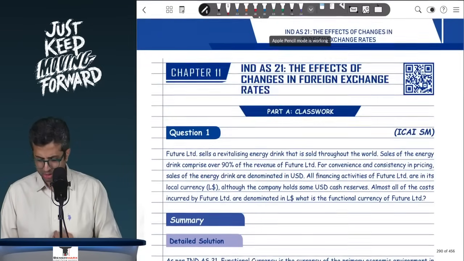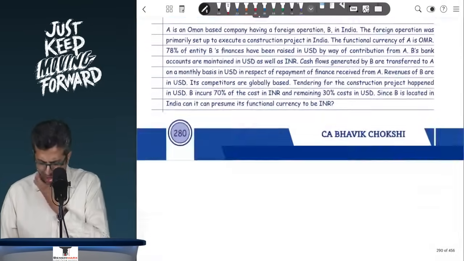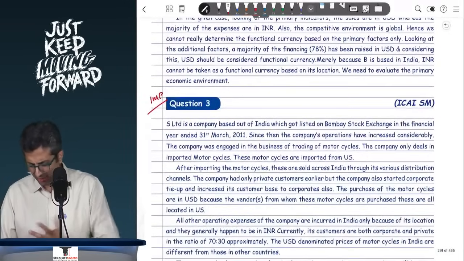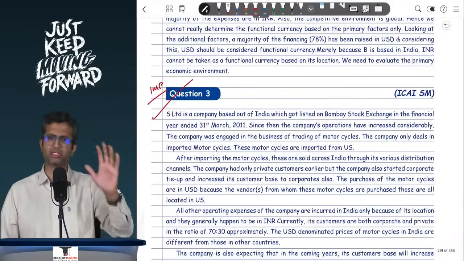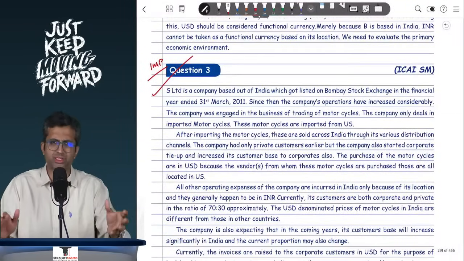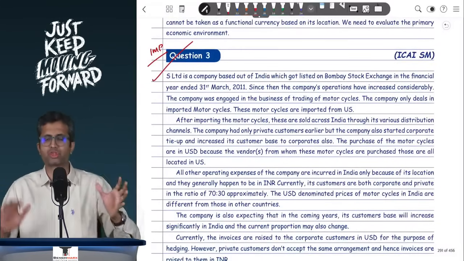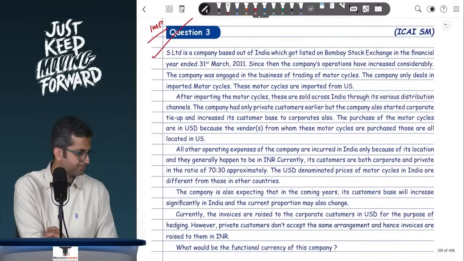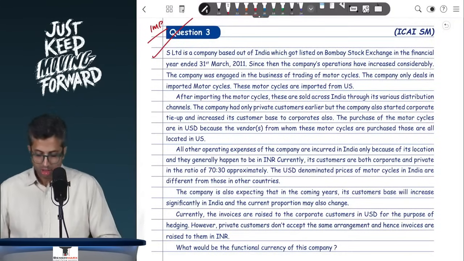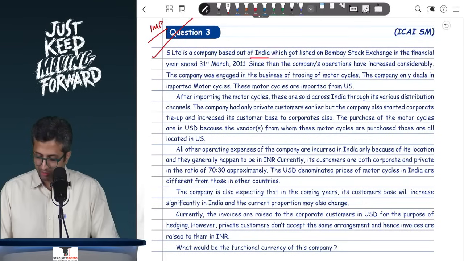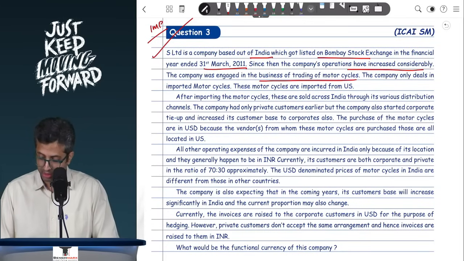So let us go to the questions for Ind AS 21. Question 1 and 2 are on functional currency. Just for reference, we'll review question number 3. It is a case-based question, not very important, but for functional currency, this can give you a good sense. Okay, so S is a company based out of India, got listed on the BSE on 31st March 11. Since the company's operations have increased considerably, the company was engaged in business of trading of motorcycles, and the company only deals with imported motorcycles.